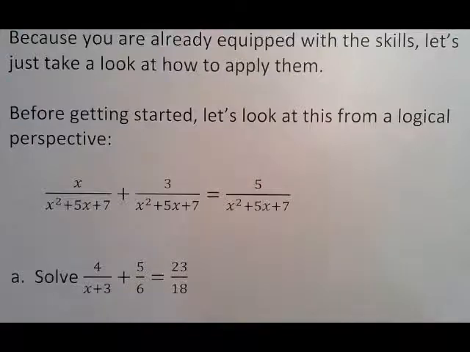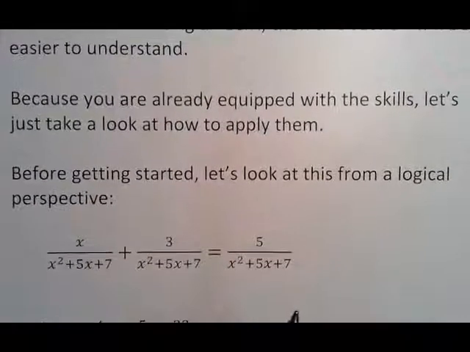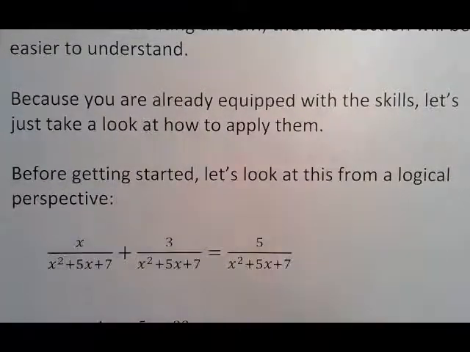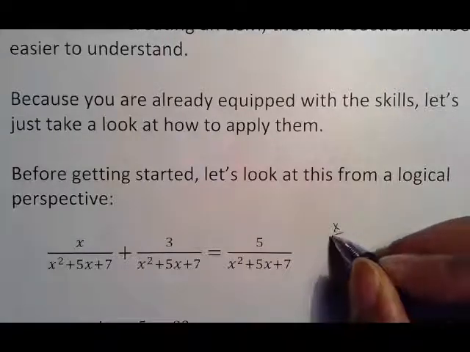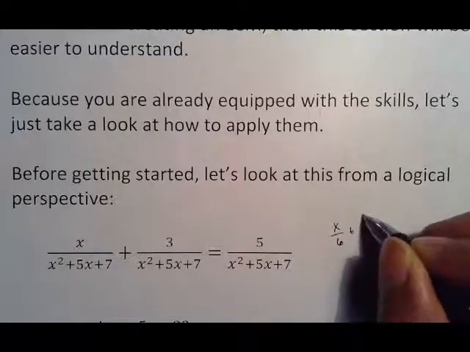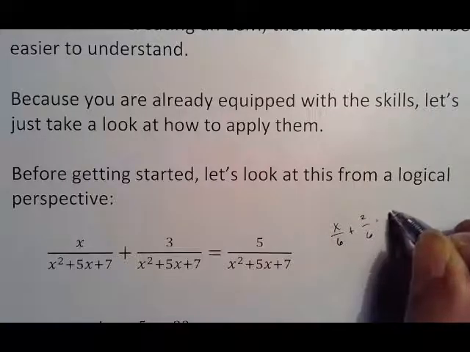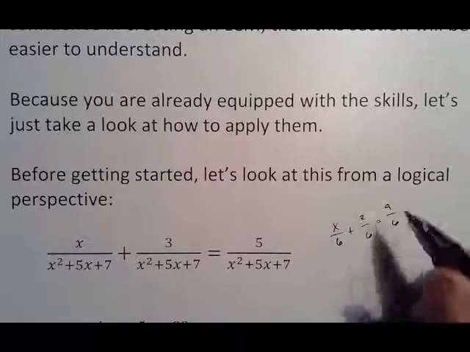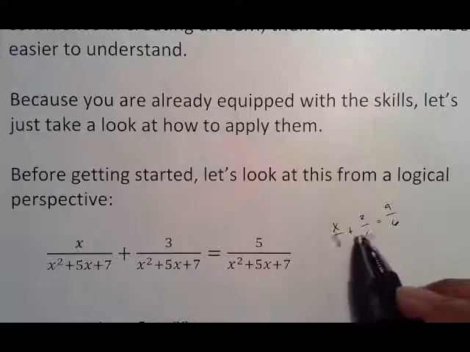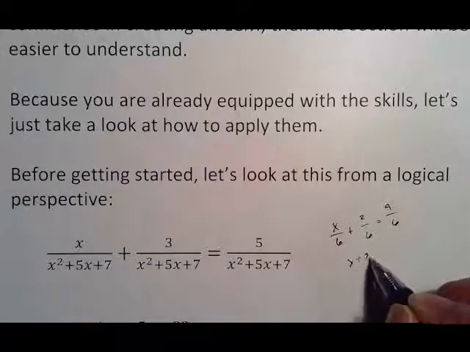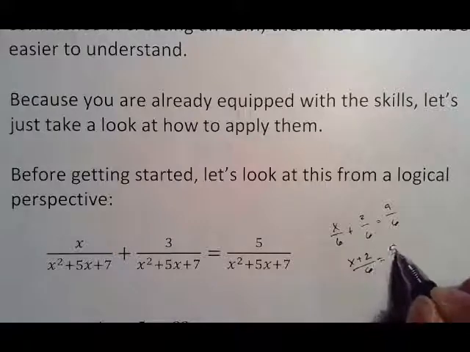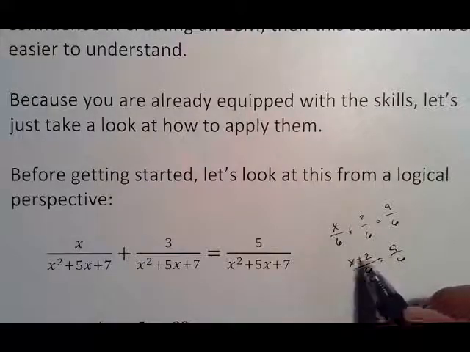how to do. But before doing that, let's look at a question real quick from a logical perspective. If, let's say I have x over 6 plus 2 over 6 equals 9 over 6, would it not make sense that, since this is just going to be x plus 2 over 6 equals 9 over 6, that x would have to be 7?